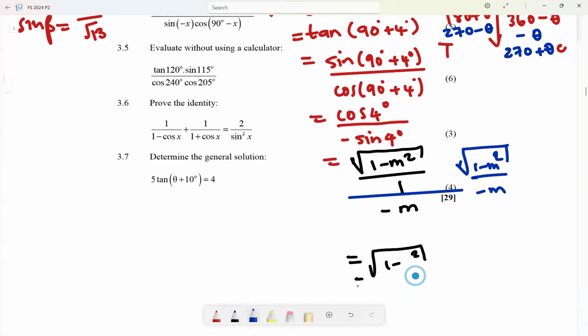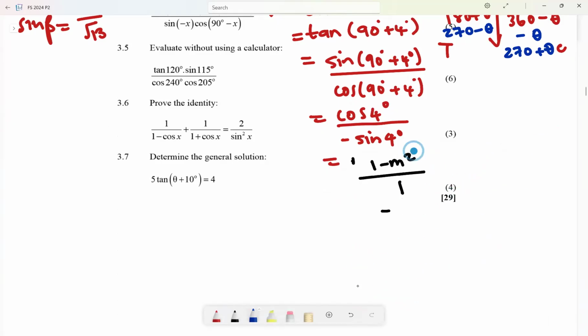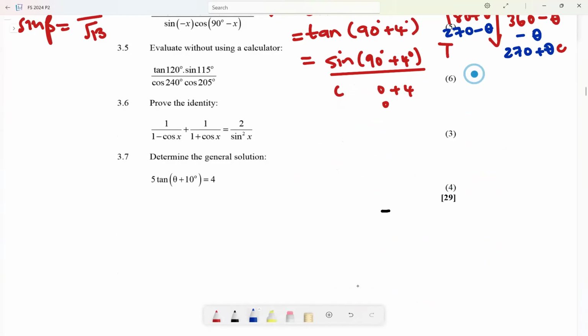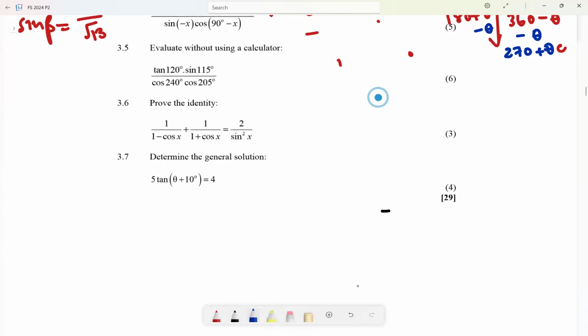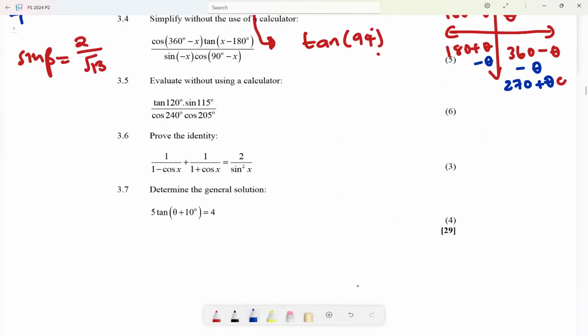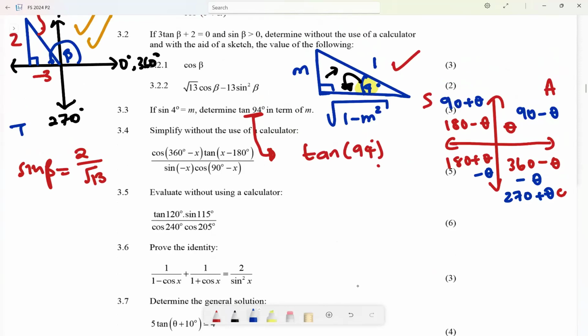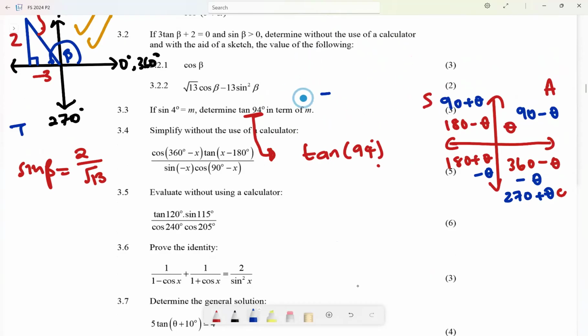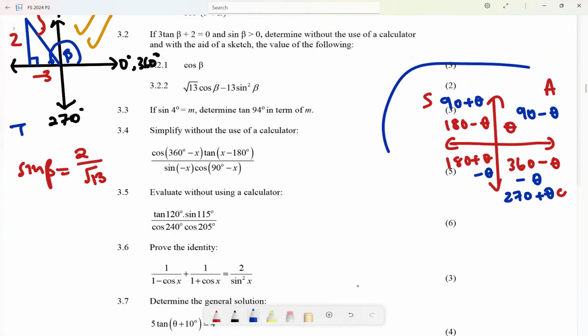I hope you are following. I've tried to explain this as slow as possible. Then what I have to do, remember this triangle is very important. I won't remove it. I'm doing trigonometry. I won't remove it because it's very important. Okay, the CAST diagram, you should know it off by heart. This one. You should know it off by heart. Now, let's move on to the interesting one, 3.4.